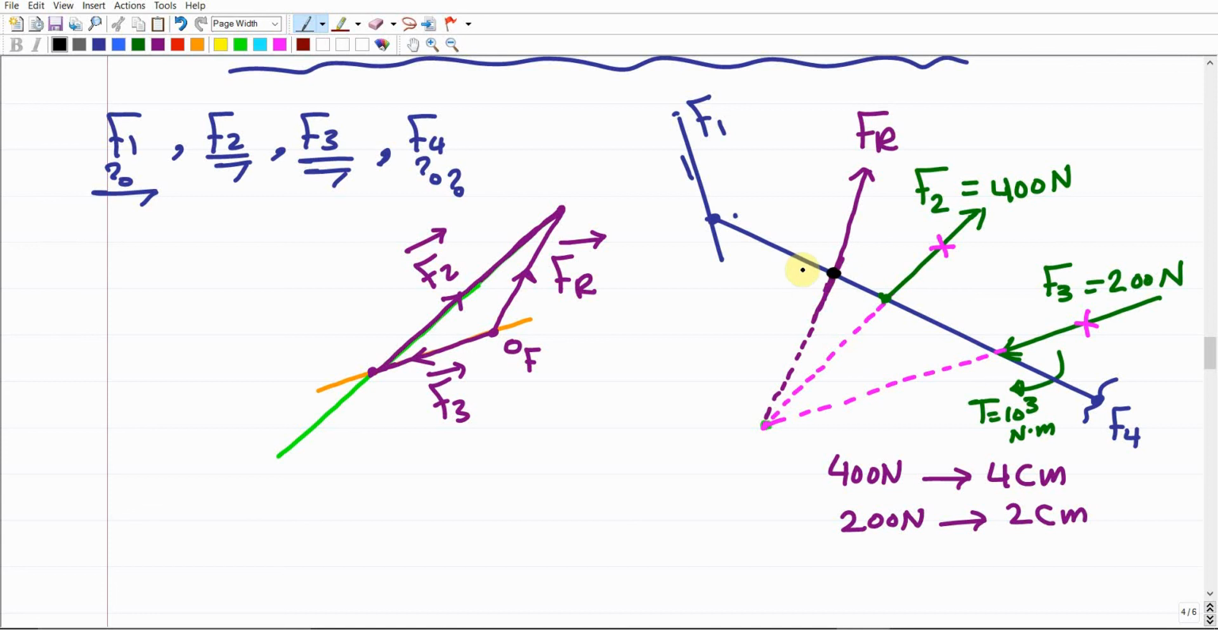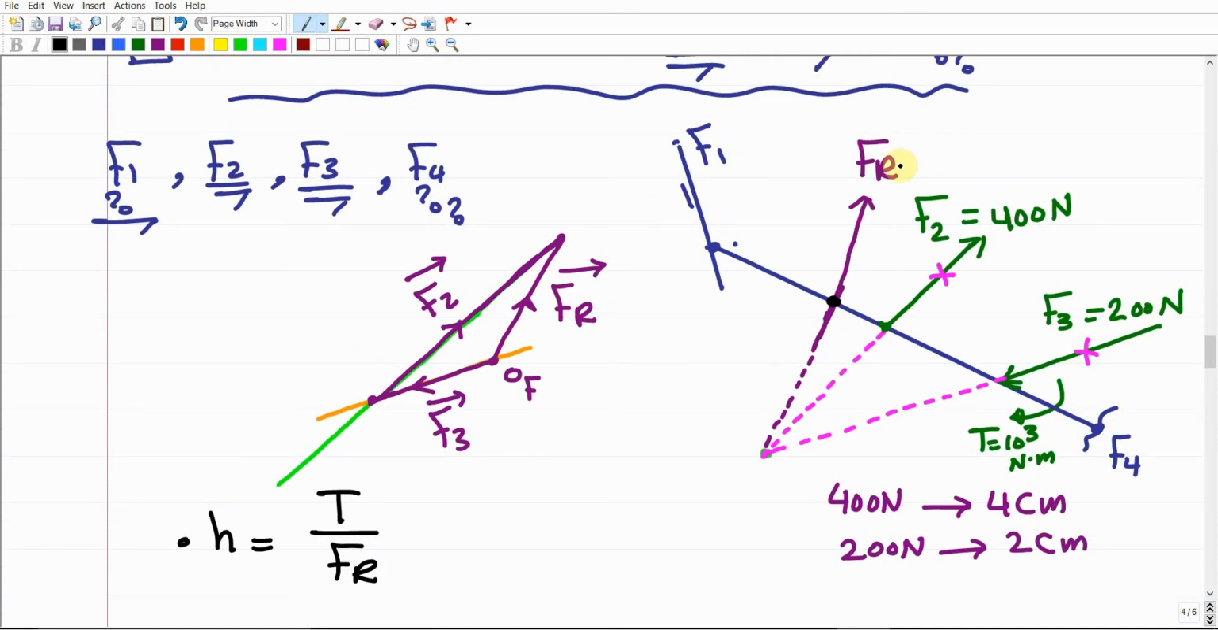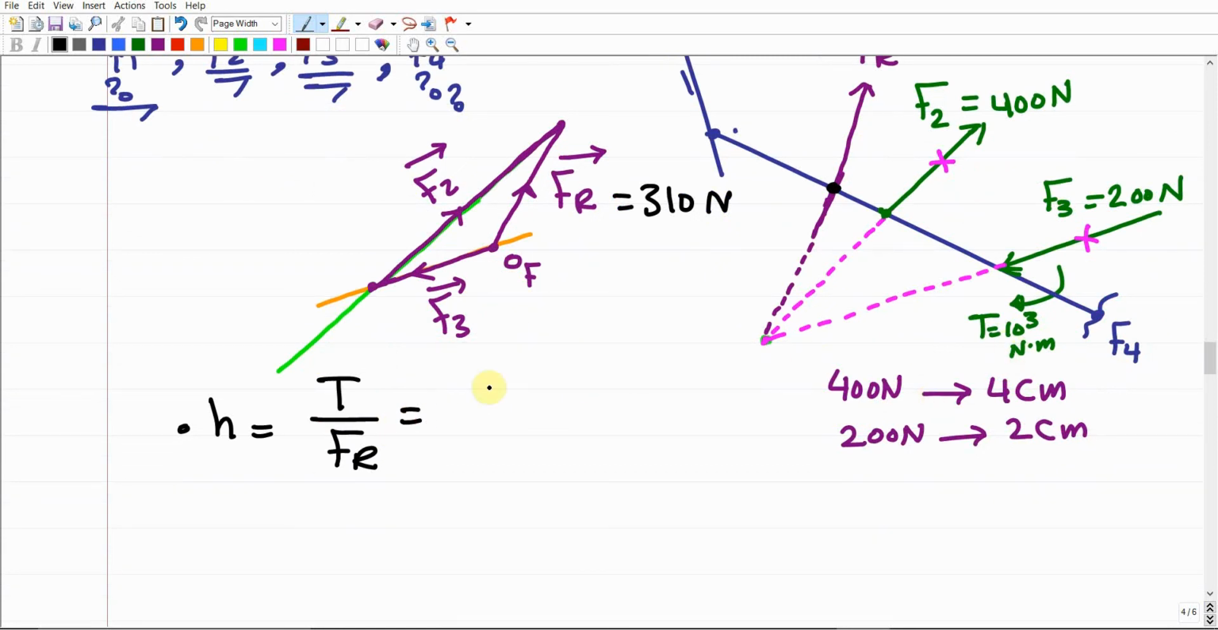But what is the normal distance? The normal distance should equal h. This h we can calculate using this formula. So first of all, you're just gonna calculate h. This h is gonna be the torque value divided by the FR that we just got. From the calculation, we're gonna get FR equals 310 Newton. If we divide 1000, which is 10 to the power 3, by 310, this is gonna give us 0.3322 meter, I'm sorry, because the unit is Newton meter. So this should be the h value.